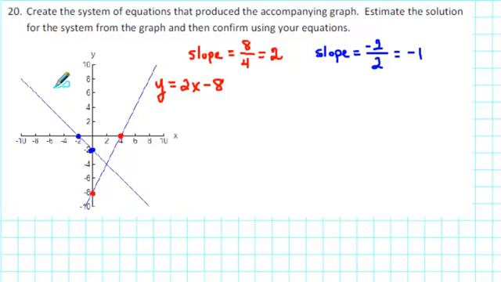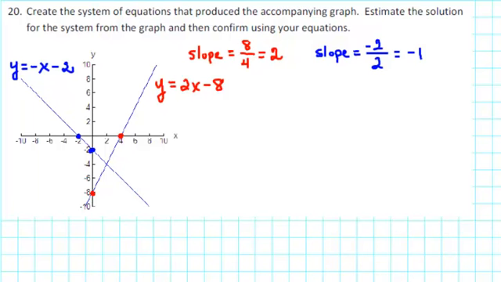So the equation of the decreasing line is y is equal to minus 1x, which I'll just write as minus x, and then plus the y-intercept, which is -2, so minus 2. So y equals minus x minus 2 is the equation of the decreasing line.